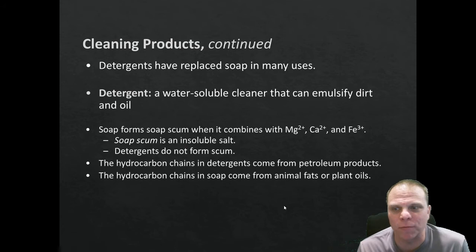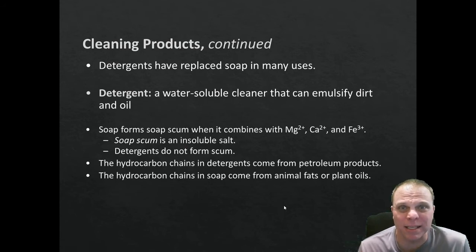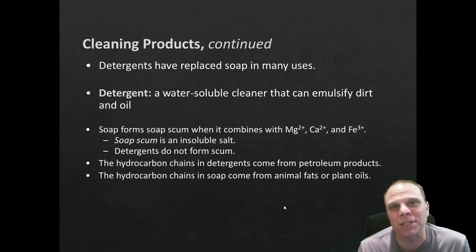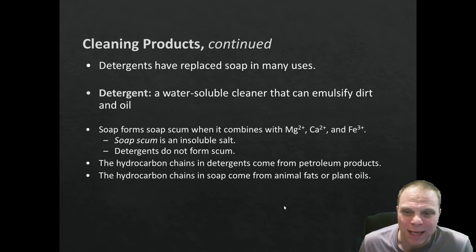Okay, so soaps are going to form scum, which I'll show what that is here in a little bit too, with magnesium and calcium, especially also iron. And soap scum is an insoluble salt, which means that it kind of builds up, and we'll talk about what that looks like. But the detergents are going to have an additive put into them, which will basically absorb all those magnesium and calciums, so you don't end up having that soap scum.